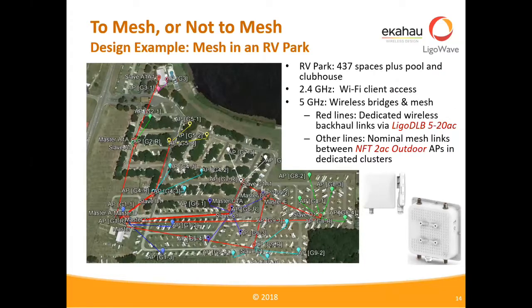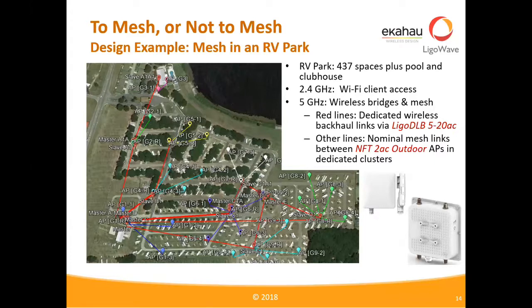So I'm going to show you an example of mesh in an RV park. The MDF, as I mentioned, is in a corner of the property. In this case, it's in the lower right corner. And all of the little bubbles that you see here on the Google Earth map are access points. The lines in red are point-to-point / point-to-multipoint links. And the colors basically represent those different mesh clusters that I was talking about. So for example, if you look in the lower right corner of the screen, you'll see I've got this kind of green group, and then I've got this cyan group.